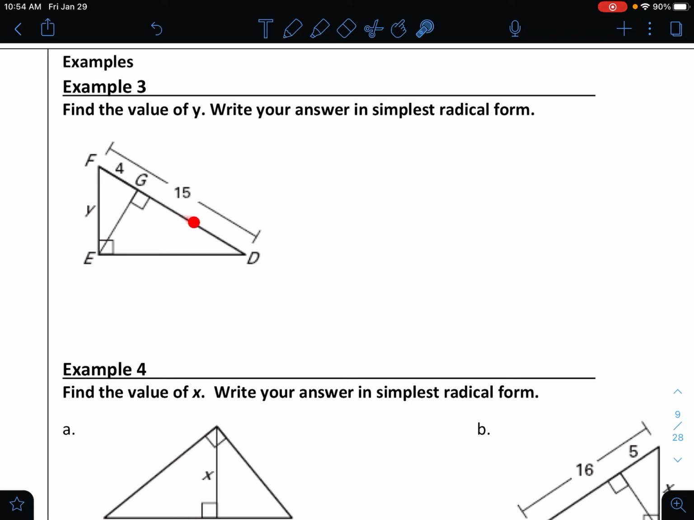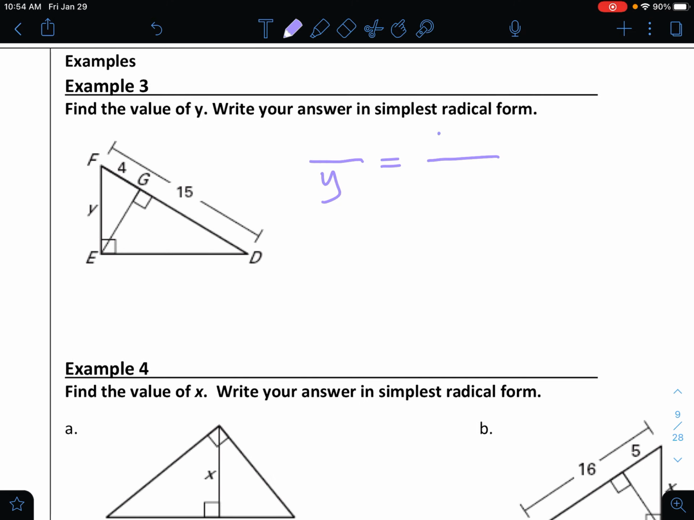Find the value of y. Let's write our answer in simplest form. Okay, I'm looking at the big triangle here. I do not have the altitude, so I'm probably not going to use the altitude setup, but I do have the leg. All right, so here's where I begin.